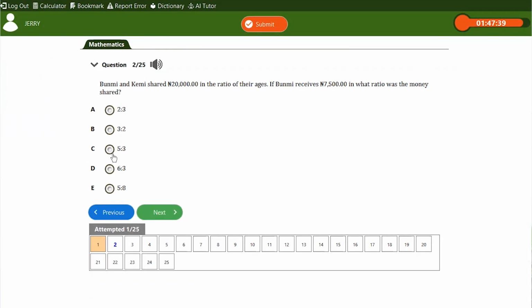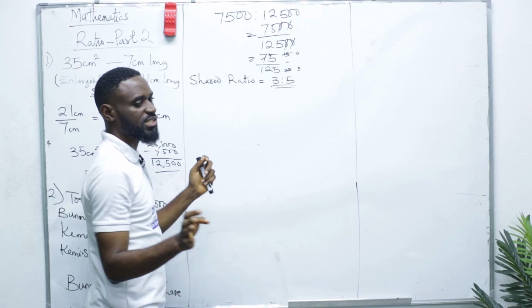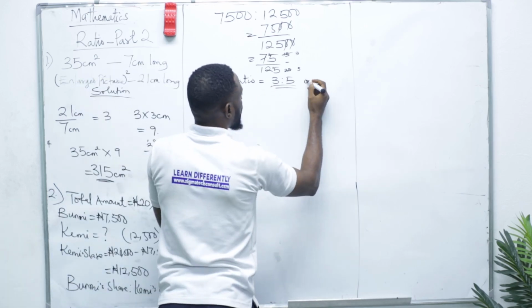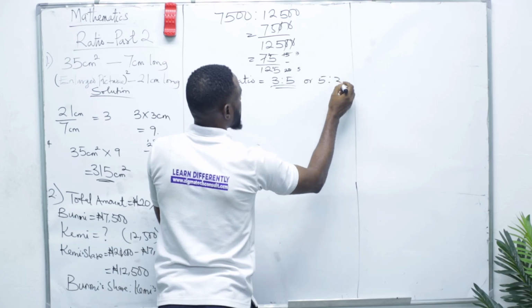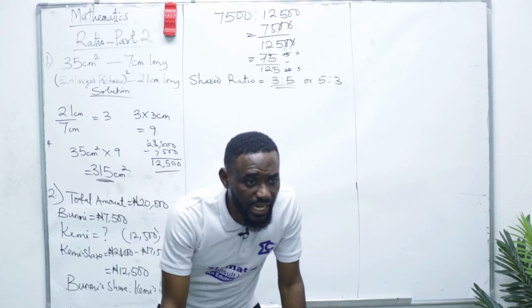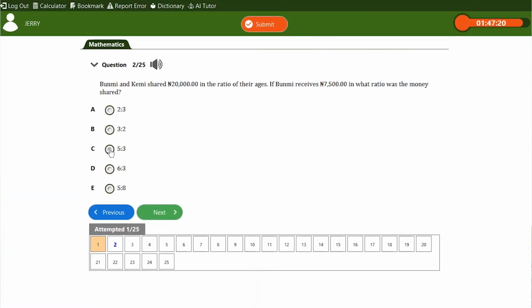That is 5 is to 3. Okay? Whichever case, whether you put 12.5 first or 7.5, okay, it's still the same thing. It's just the sharing ratio. So either this or 5 is to 3. That's just the same thing. Okay? All right. So the next thing, that is this option, option C. All right. Let's look for some other thing.